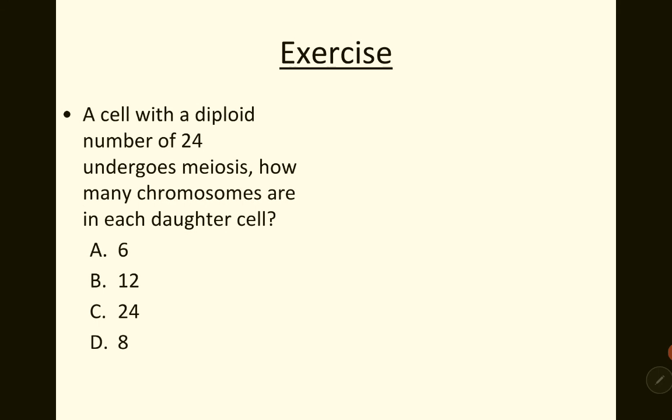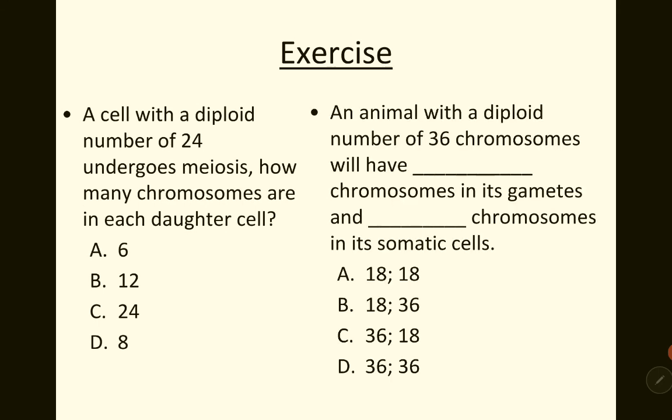So this is a practice on the concept. Now the cell with the diploid number of 24, 2n equal to 24, undergo meiosis. How many chromosomes are there in each daughter cell? After meiosis, it becomes n. So n will be equal to 12.